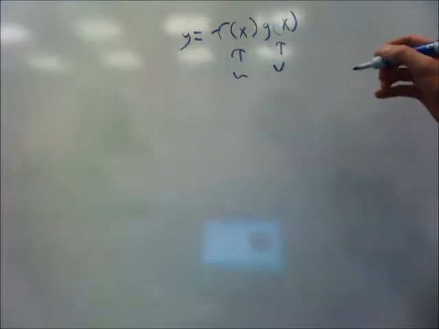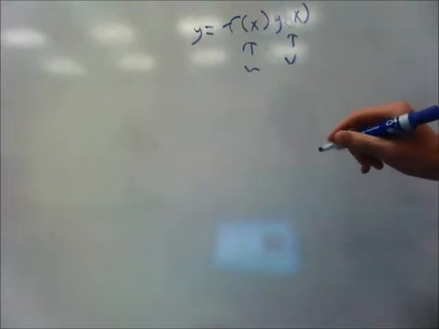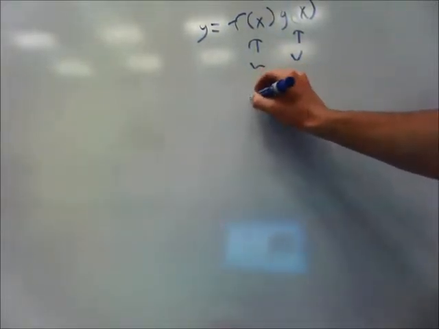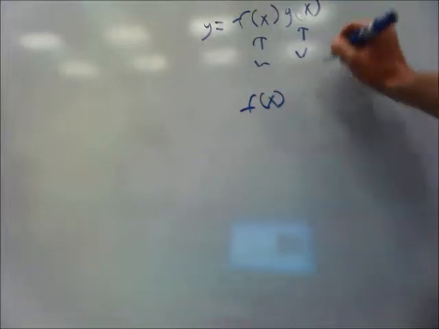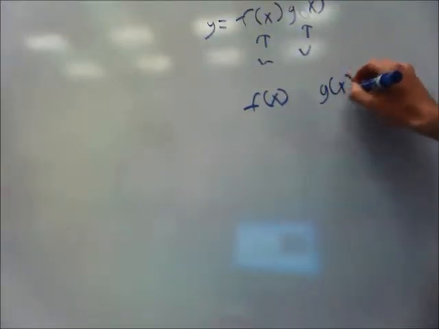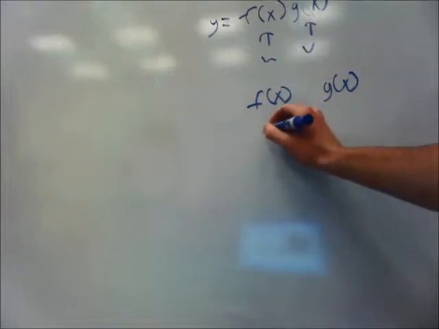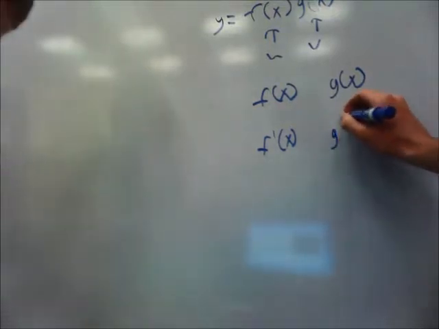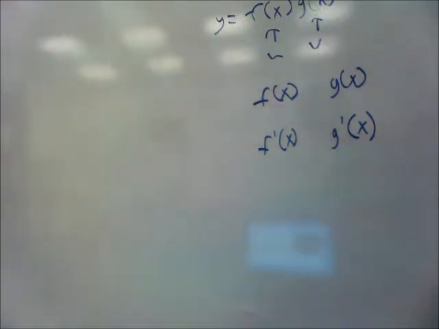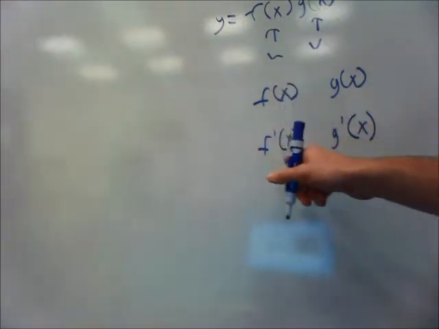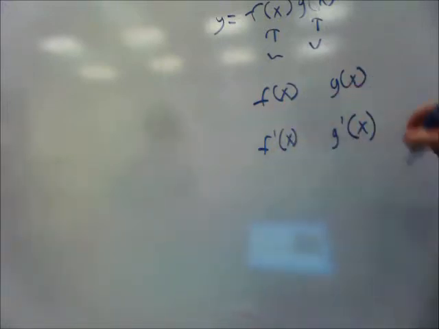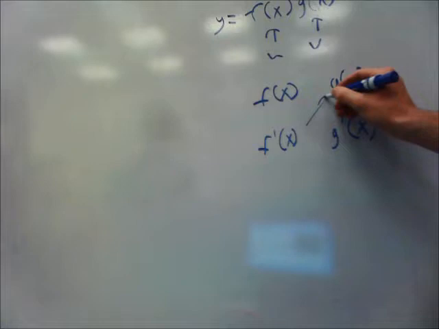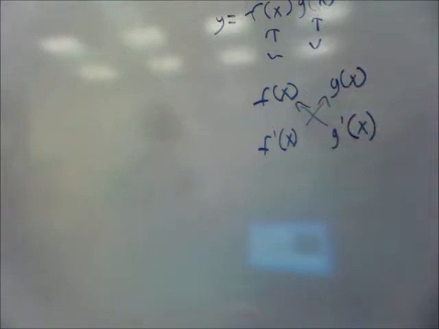So the way this works is you're going to take this function right here, u, or f of x if you prefer, and you're going to bring it down right here. You're going to do the same thing with g. Then you're going to take the derivative of both. So you would say f prime of x and g prime of x, just like that. And so from there, you could also say this is u prime, v prime. So what you're going to do is multiply that times that, and that times that.